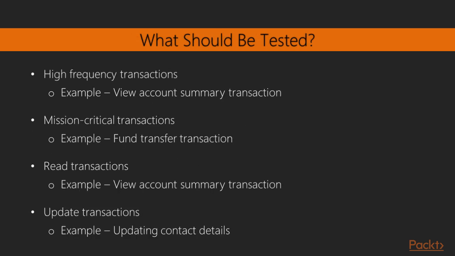What should be tested? High frequency transactions. The most frequently used transactions have the potential to impact the performance of all other transactions if they are not efficient. For example, View Account Summary transaction in an internet banking application is frequently used by all the customers. So, this transaction has to be tested in the performance testing lifecycle.